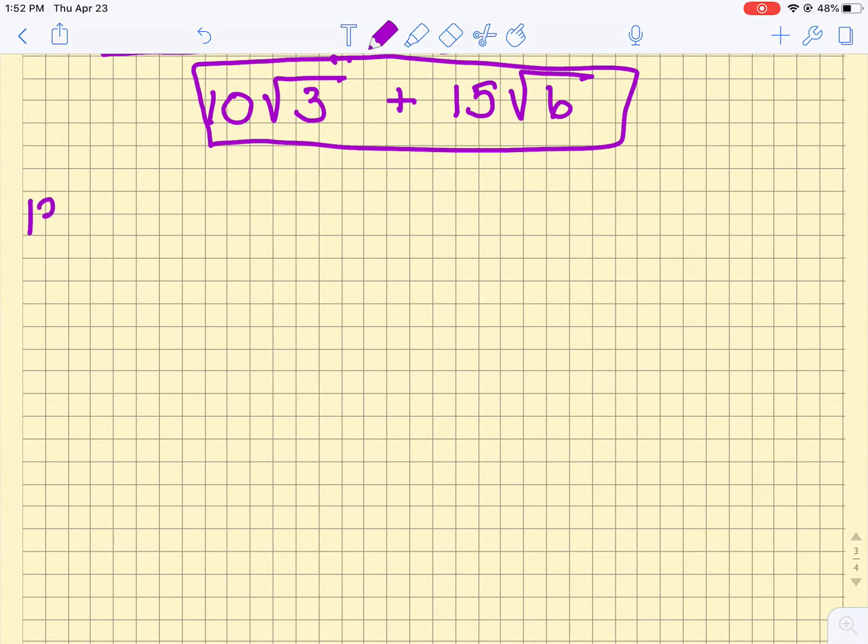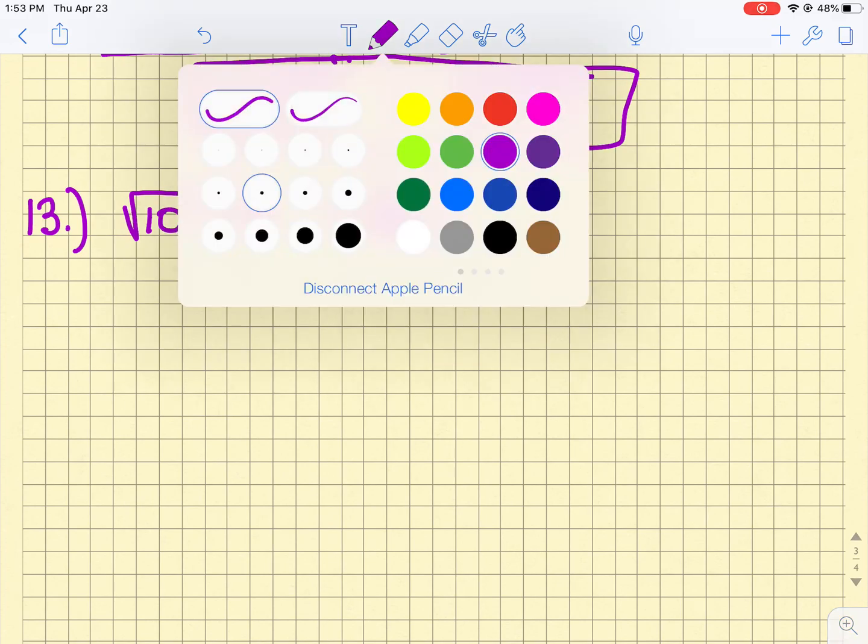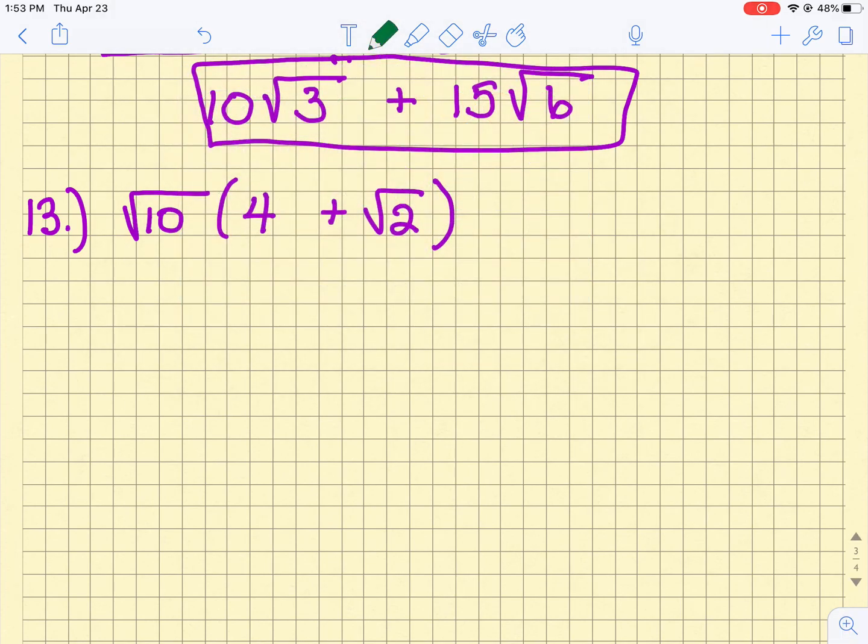Number 13 is square root of 10, parenthesis, 4 plus root 2. Okay, am I going at the okay speed now? Yeah. Okay. So in front of the square root of 10 is a 1 that we don't have written, but we can write it. And in front of the square root of 2, there's a 1 that you can write.